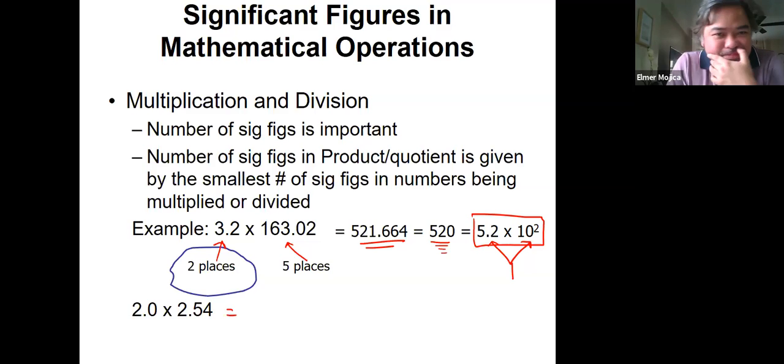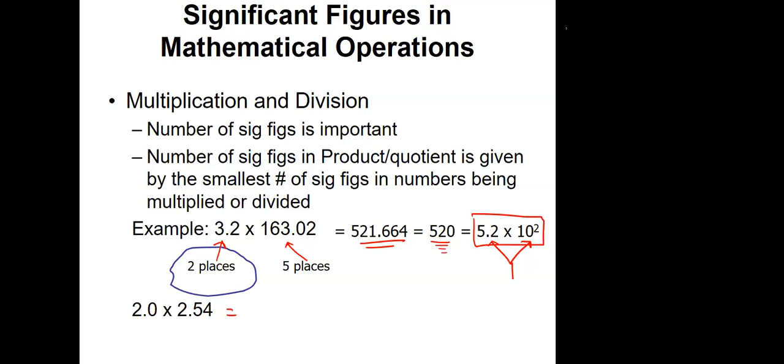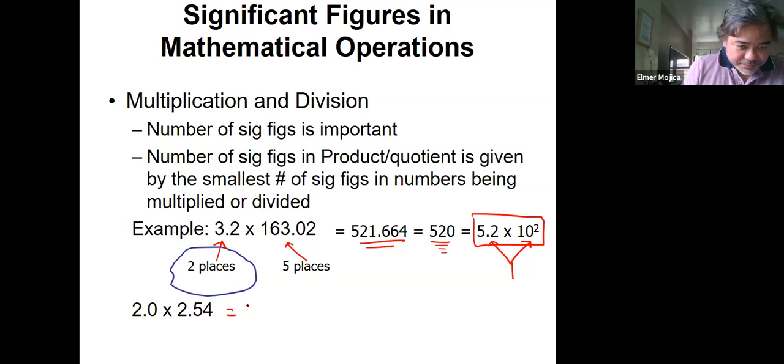What do you get? 5.1? So you will get 5.08, right? But you have here 2 significant figures and 3 significant figures, so you have to express this in 2 significant figures. So you're going to express this as 5.1.